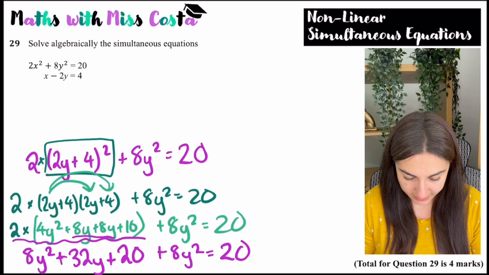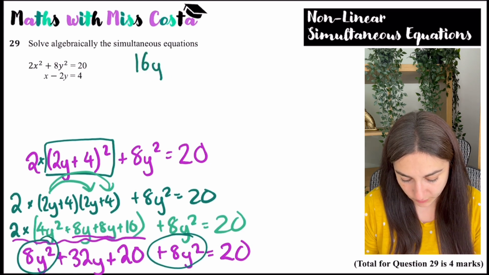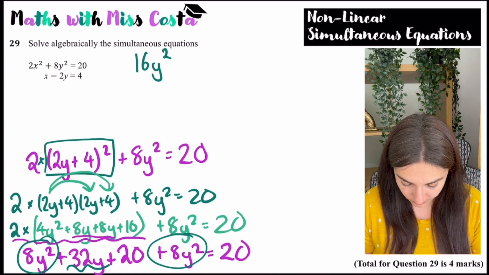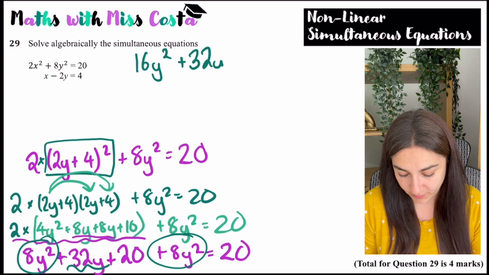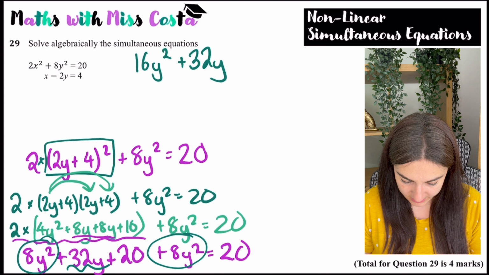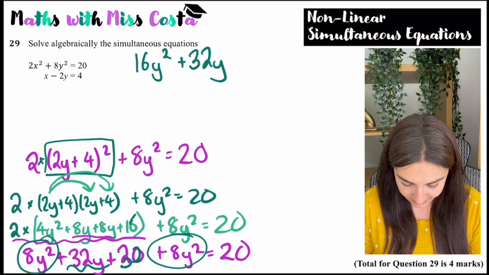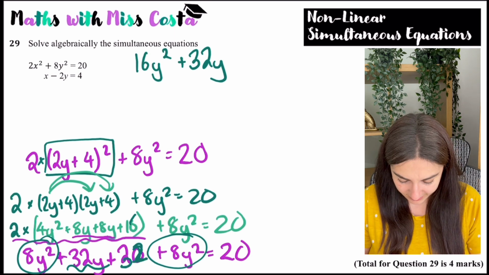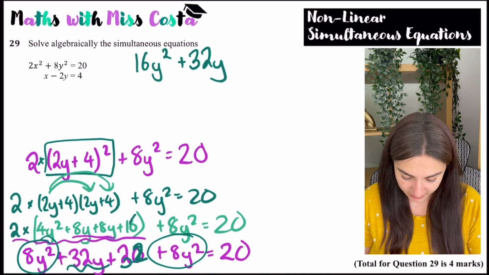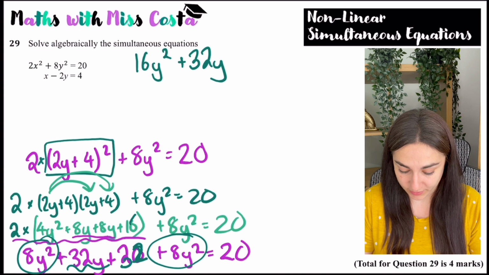So now I can simplify. 8y squared plus 8y squared equals 16y squared. 32y doesn't have anything to simplify with. And then 32 minus 20, oh, that's 32, not 20, that's why. I was thinking something was wrong. Okay, so 32 take 20 is 12.